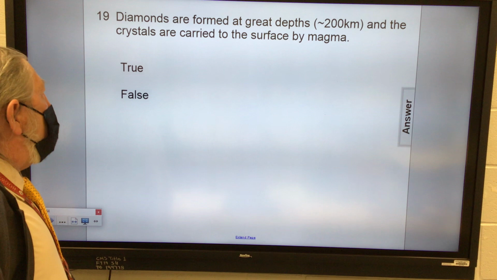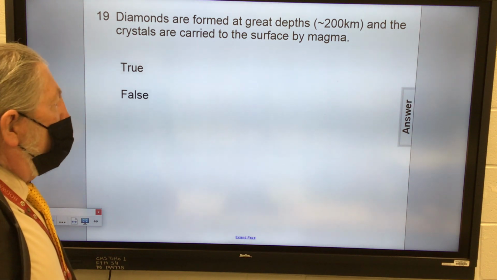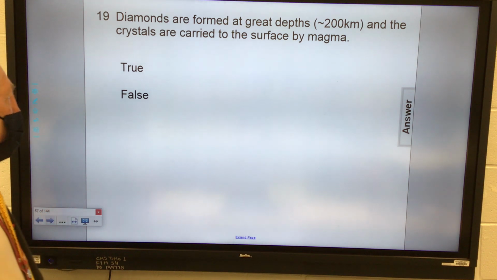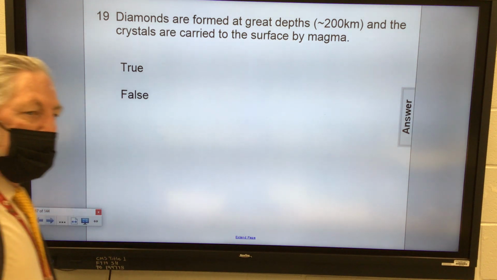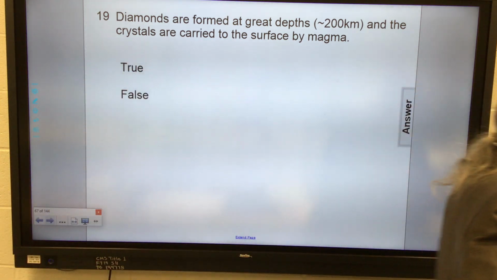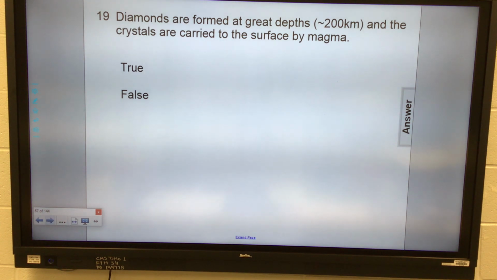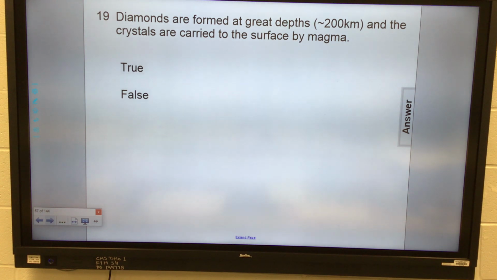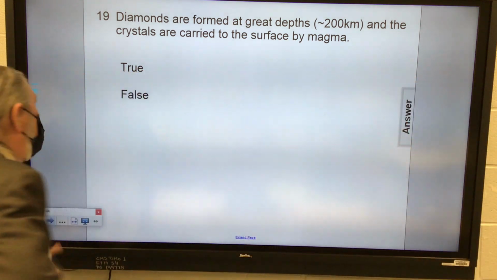Okay. Diamonds are formed at great depths, at least 200 kilometers or about, and the crystals are carried to the surface by magma. Is that a true statement or a false statement? They're formed about 200 kilometers, that's about 120 miles or so. True or false? Mark your answer. I'm moving on here.